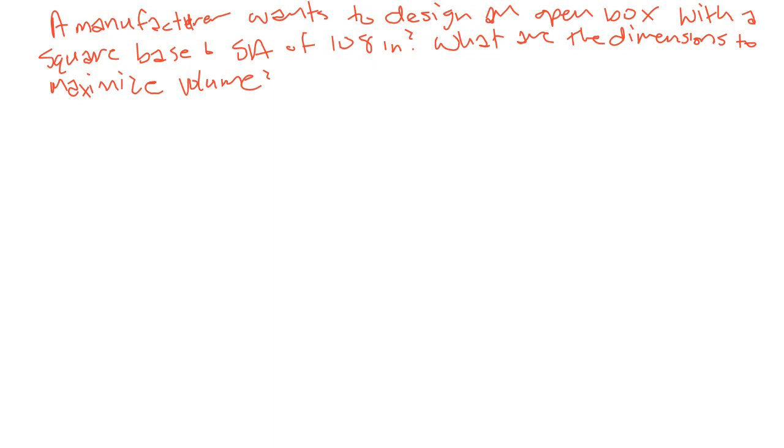All right, so first thing let's do is we go to step 1 and analyze our function. So let's see what we have. We have an open box. We have a square base. We know that surface area is 108. And we want to figure out our dimensions, and we know we are maximizing our volume.